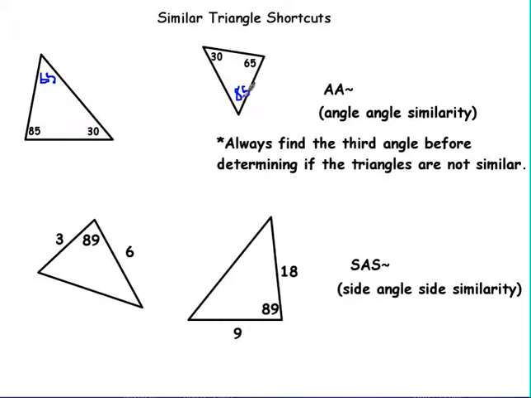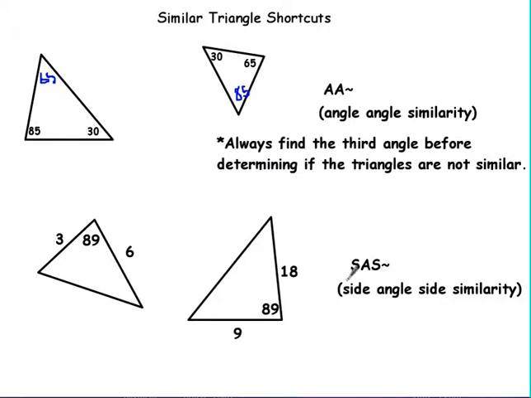Now I can conclude that these triangles are similar by AA because they have at least two angles congruent. Just because, we can see here that they actually have three, but two is the minimum amount. Because if you know that two angles are congruent, the third one has to be.